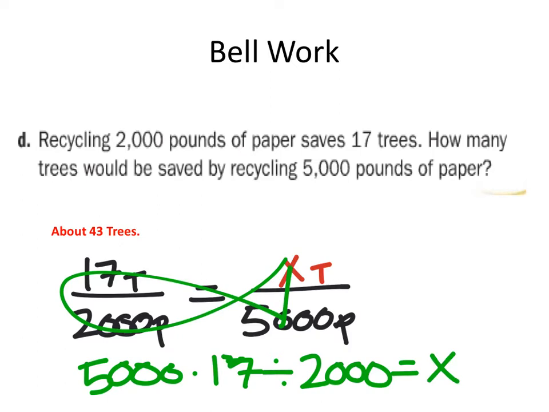And for me, when I did it, I got 42.5, which is pretty close to 43. That's why we put about 43. I mean, how do you save half a tree, I guess? Well, burn half of it, chop half of it down. It's probably killed the whole thing. So we just rounded it up to 43.